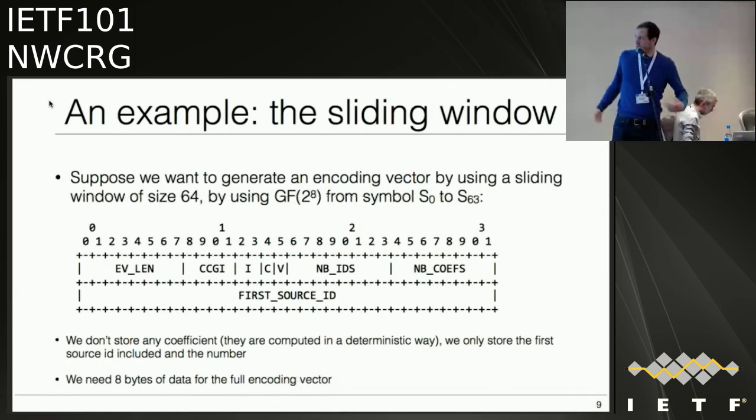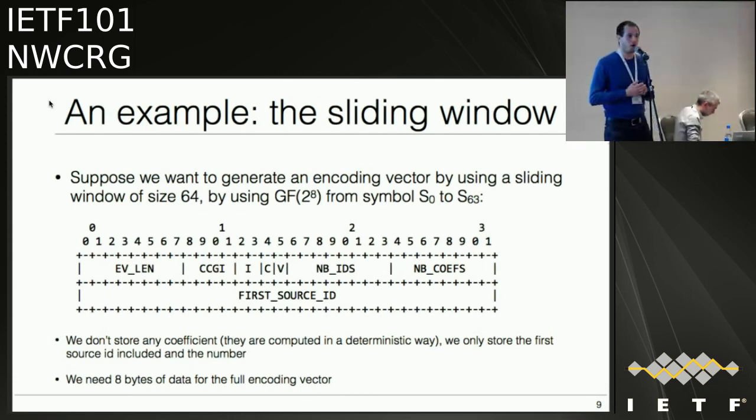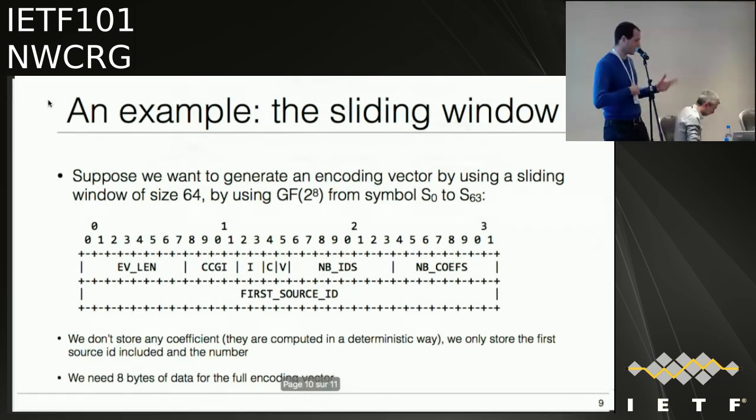For example, if you just want to use a sliding window, suppose you want to generate an encoding vector by using a sliding window of size 64 by using the finite field with 2 to the power 8 elements. You want to code source symbols 0 to 63. You actually need 8 bytes to store all the information about the linear combination. You don't have to actually store all the coefficients, because in the draft, we defined some algorithms, some deterministic methods to generate the coefficients. So this encoding vector could be one of the building blocks. Next slide.